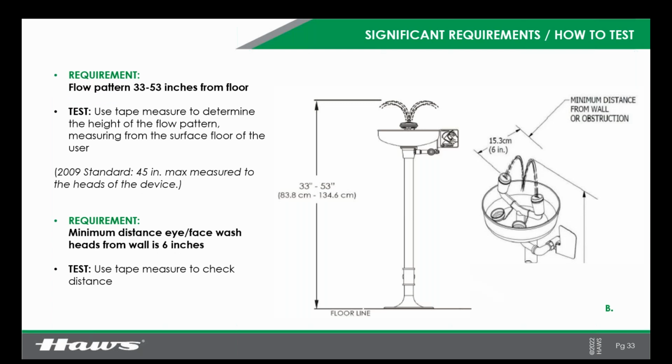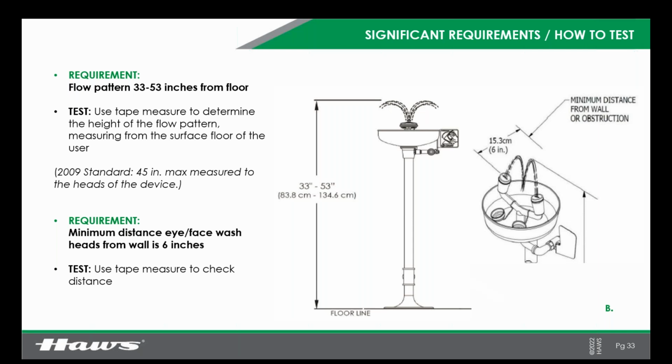Now, a couple other considerations that you want to test for and look for: the flow pattern. The water coming from the unit cannot be any lower than 33 inches from the floor and can't be any higher than 53 inches from the floor. It has to be within that range. That's ensuring, again, based on average human anthropometrics, our average height, that this is going to be at a usable height. Okay, and it also helps reduce any chance of there being an injurious flow or other issues. So the flow pattern is between 33 to 53 inches.